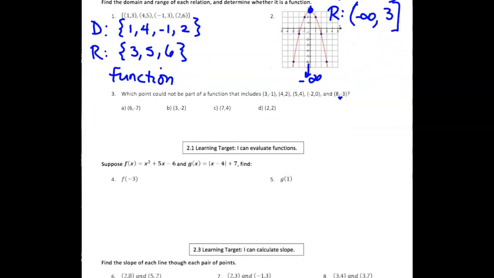Question 3 says, which point could not be part of a function that includes the given points? If it's a function, remember we can't have any 2 points lining up vertically. I should go back up here. This one was a function, correct? Passes a vertical line test?